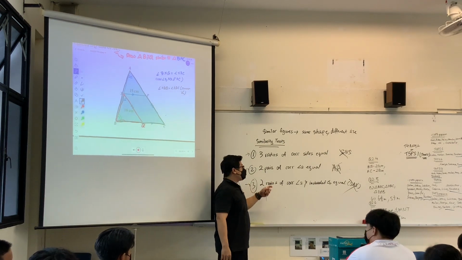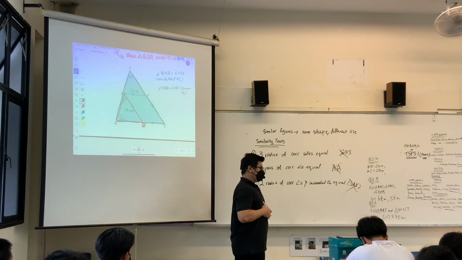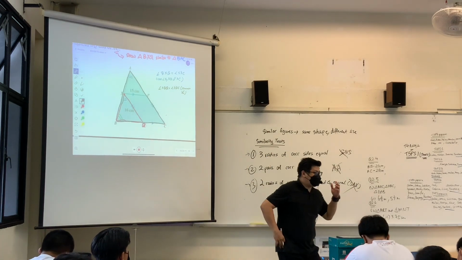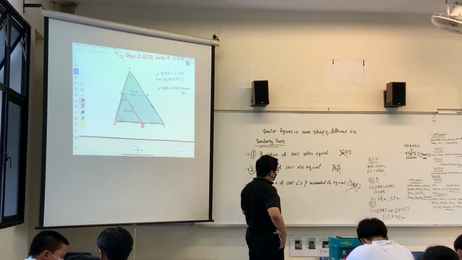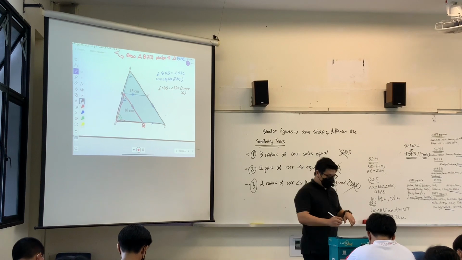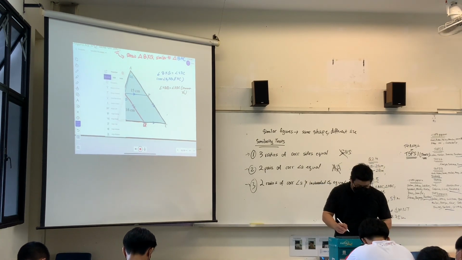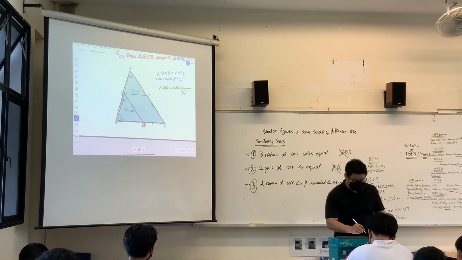Which one will you choose for the reason? 1, 2, or 3? Option 2, correct. So you choose 2 pairs of angles equal. Do you write AA? Very good.